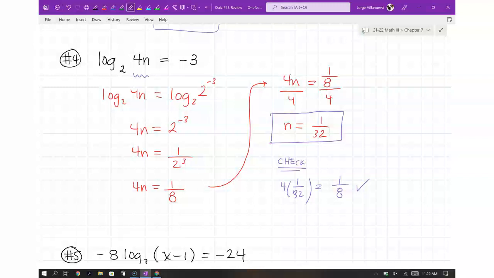Okay, so main things you guys got to remember: if the logs are not on both sides, make sure you make them show up on both sides. Always check your answers. Check your answers with the actual log functions. Make sure that they're able to be plugged in. Because remember, you're going to have multiple choices, and there's going to be some fill in the blanks.